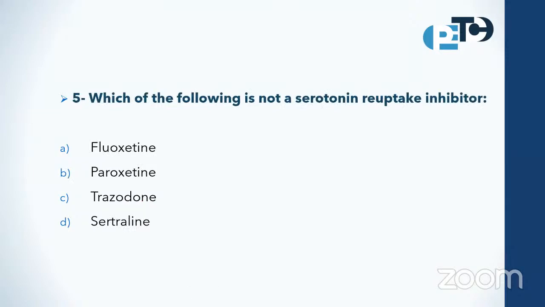Which of the following is not a serotonin reuptake inhibitor? All of us know this group helps in inhibition of serotonin reuptake, so that it increases serotonin in the brain and treats depression. This group contains drugs like citalopram, escitalopram, sertraline, paroxetine, fluoxetine, while trazodone is not one of the SSRIs.